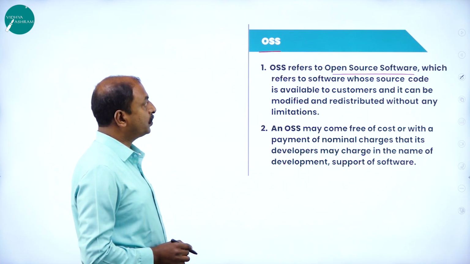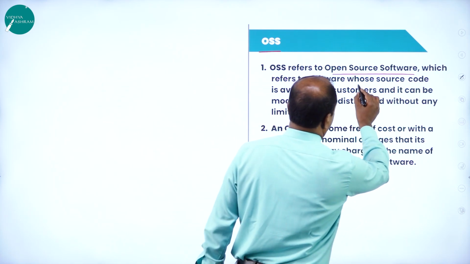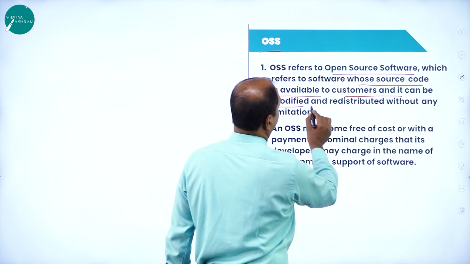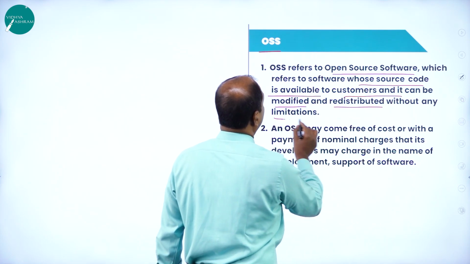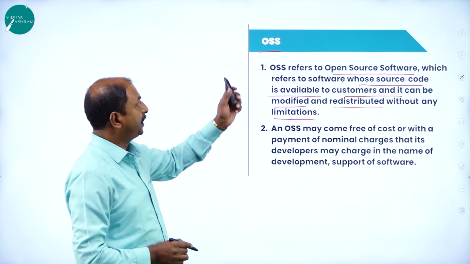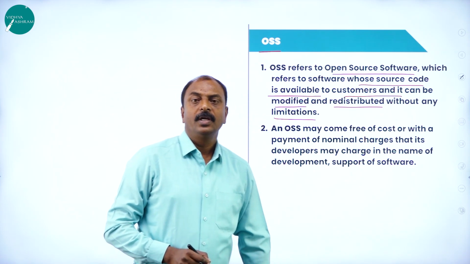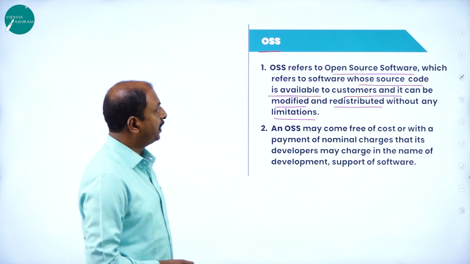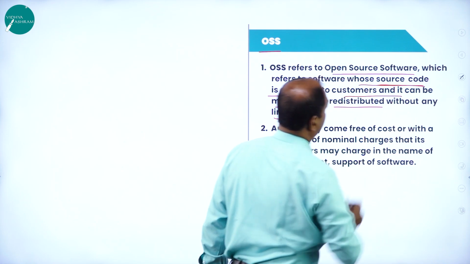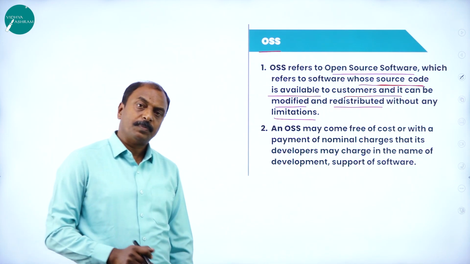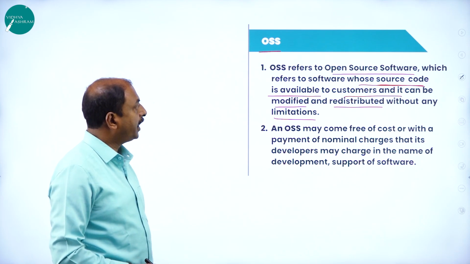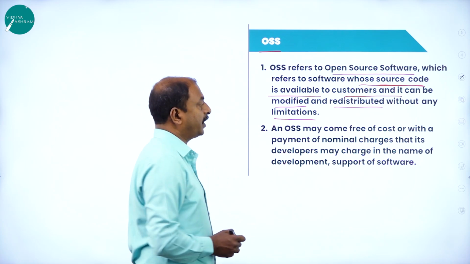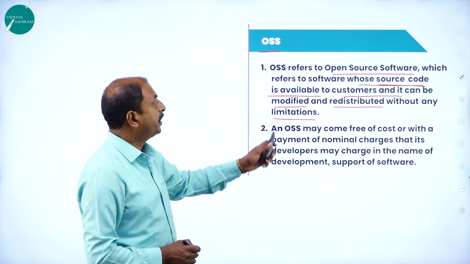So here, which refers to software whose source code is available to customers and it can be modified and redistributed without any limitations. So next concept is OSS, open source software. Open source software is a category of software whose source code is freely available. Once the source code is available, the programmer or user can modify the program, redistribute it, and change it according to his needs without any limitations.